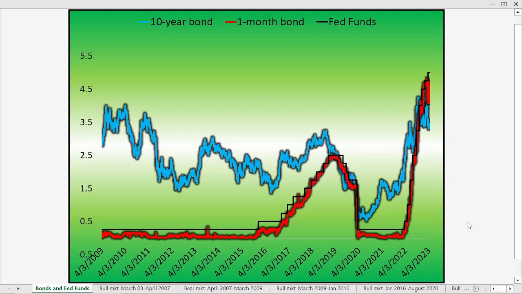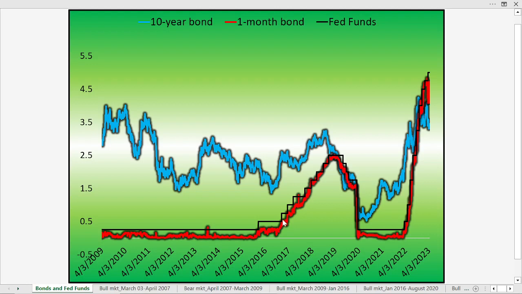So what we're going to do is examine various market conditions and how the bonds performed during those periods. Now, the blue line here represents the 10-year bond. This is from 2009 through 2023, so quite a bit of time. The red line represents the 1 month bond, the very short-term bond. Again, the 10-year is the blue line. The black line, if you can see, is the federal funds rate.